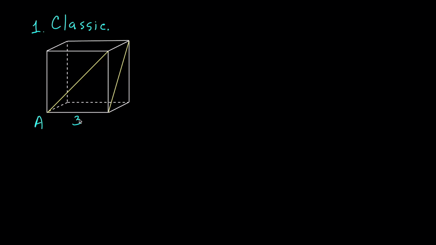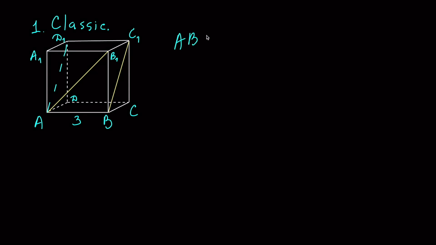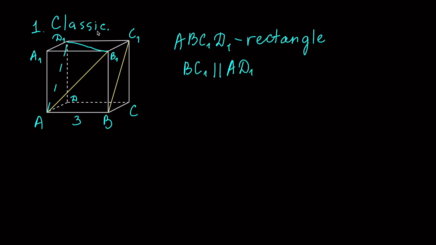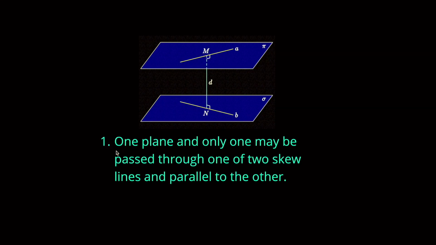Let's name this cube ABCD A1 B1 C1 D1, and let's draw AD1. We can see that AB C1 D1 is a rectangle, which means that BC1 and AD1 are parallel to each other. In fact, we can see that the whole plane AB1 D1 is parallel to BC1. So this plane is parallel to this line. Basically, here I'm just using the fact that one plane and only one may be passed through one of two skew lines and parallel to the other.